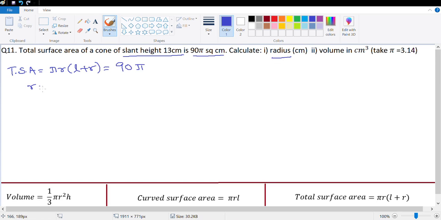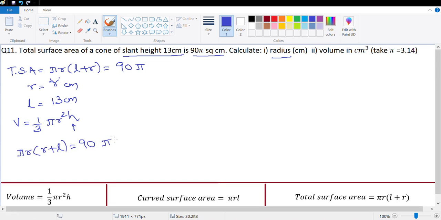We need to calculate the radius. Radius we don't know. Let it be r centimeter. L is given as 13 centimeter. What we have to calculate is r, and then we have to calculate the volume, which is 1 by 3 pi r square h, which means we will have to calculate h also. So pi r times r plus L is equal to 90 pi. Pi and pi get cancelled from both the sides. So this is r times r plus L, which is 13, is equal to 90.